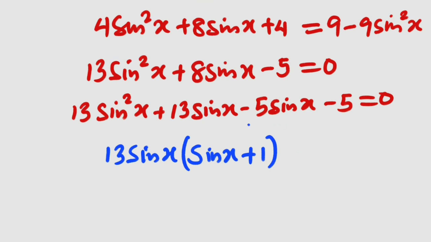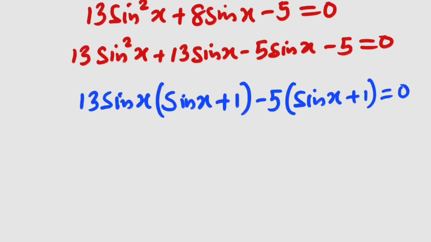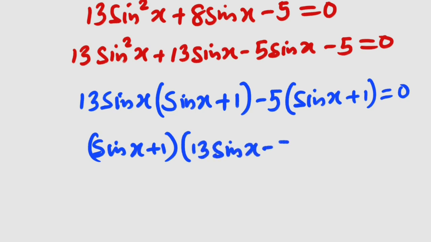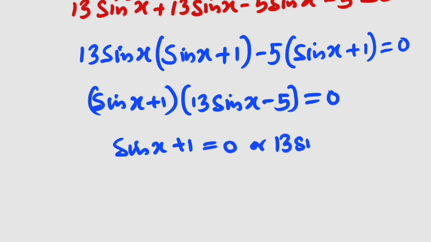And from the second two terms, I think we have minus 5 in common. Minus 5. Inside from the first term, we have sine x. From the second term, we have plus 1, because if you take this, you divide by this, you're going to get 1. The whole of this should be equal to 0. And again, those terms under the parentheses are the same. We can further factorize. We have sine x plus 1 as one of the terms under the parentheses, multiplied by 13 sine x minus 5. The whole of this equal to 0. It is either sine x plus 1 equal to 0 or 13 sine x minus 5 equal to 0.